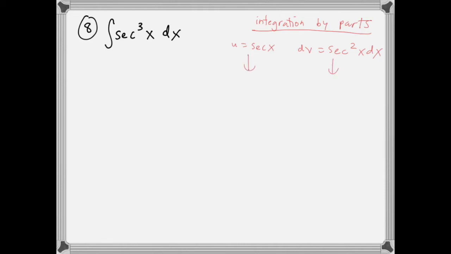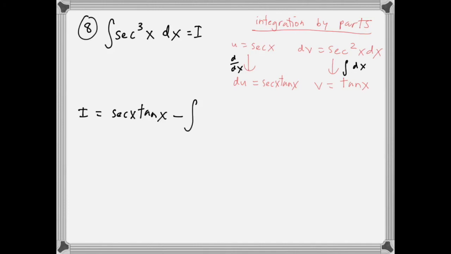So then, what do I get for my du? And what do I get for my v? My du is going to be the derivative of secant x. It's secant x tan x. And my v is going to be the antiderivative of secant squared, which is tan x. Remember, I took a derivative here, right? And here I took the integral. Okay? So remember the integration by parts formula. If I were to call this guy I, I get that I is equal to u times v, so that's secant x tan x, minus the integral of v times du. So that's going to be secant x times tan squared x dx. Okay, I just multiplied v times du.